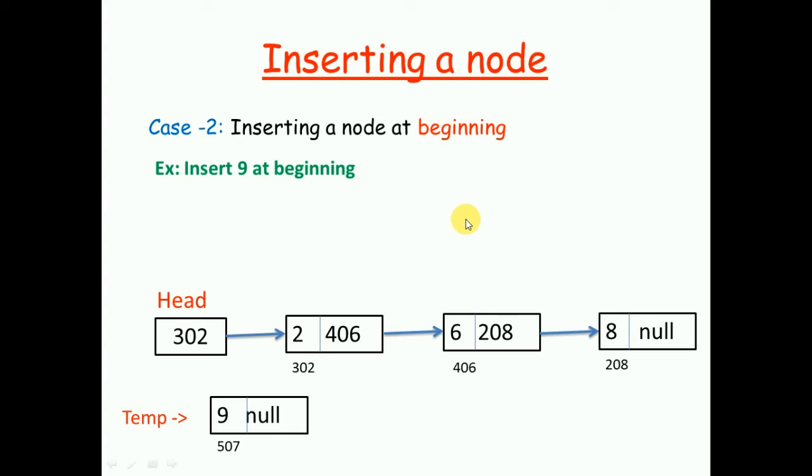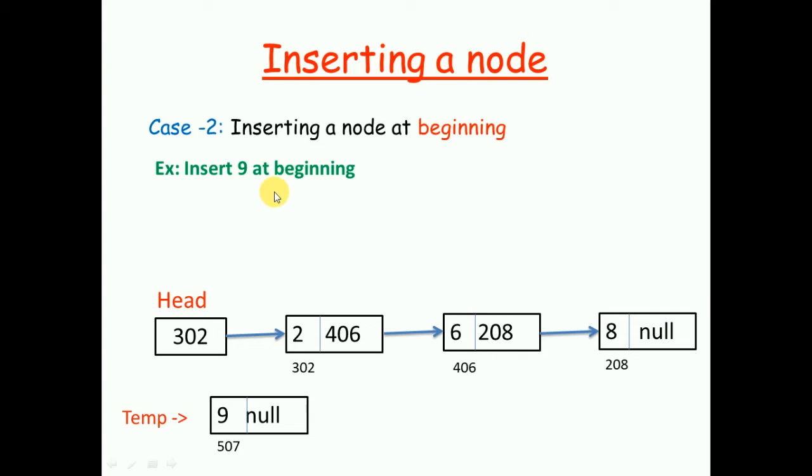Now, inserting a node at the beginning. Like this is a linked list. This is the head variable. It contains the address 302, which is the address of the first node. In 302, 2 is stored, and the next address is 406. So we'll move to 406. In 406, 6 is stored, and the next address is 208. So we'll move to 208. In 208, 5 is stored, and then in the next place there is null. That means it is the end of the linked list.